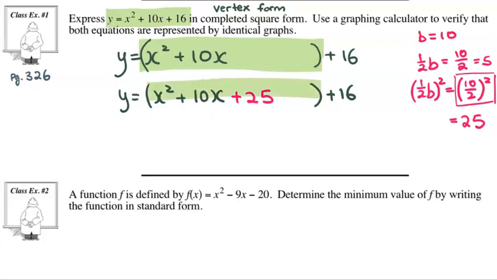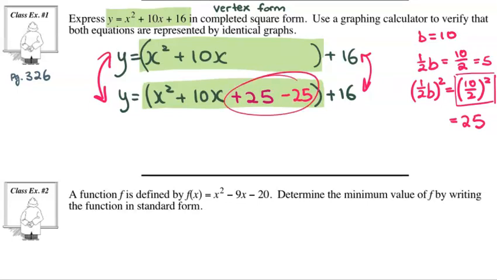Okay, but we know this is an equation. In order for these two equations to still be equal to each other, I can't just add a 25. That's not allowed, okay? Every time I add something, I also have to subtract the exact same thing. So the next thing we are going to do is minus a 25 as well. And you might be thinking, okay, well, what's the point? If we're adding 25 or we're minusing 25, they cancel out. So why do I have to do that?